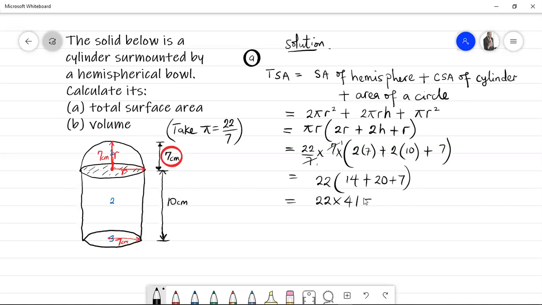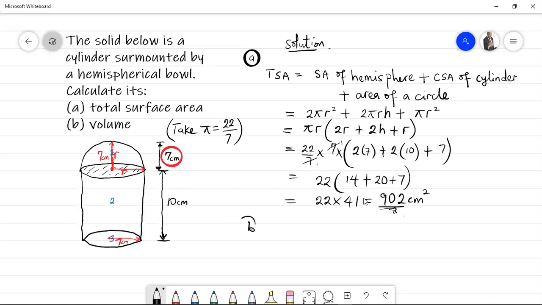So when you multiply that together, you should get your answer to be 902 centimeters squared. That should be your final answer for the total surface area of this solid. So that is how that goes, guys. All right, let's move on to the B part of the question very quickly.